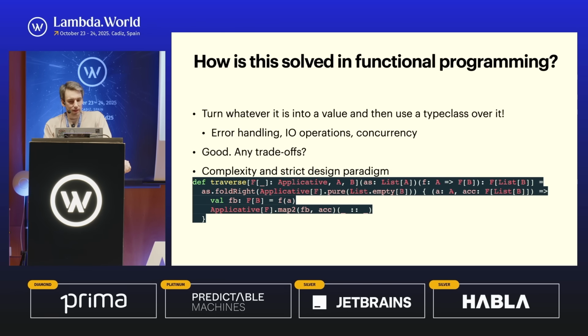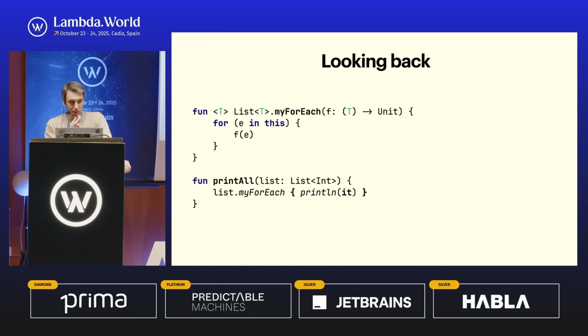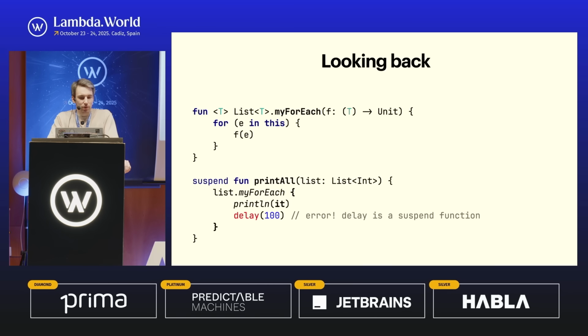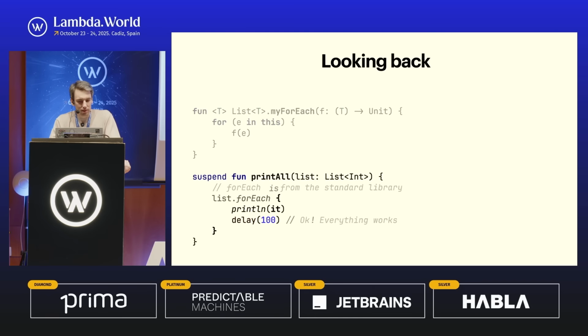But I promised to show how it's done in Kotlin. So let's return to our original example. We started with this forEach, which is a simple for loop. And we wanted to solve the problem that if I try to invoke a suspend function in it, then today I get an error. Interesting part here: if I change my forEach to the forEach function from the standard library, then it actually works.